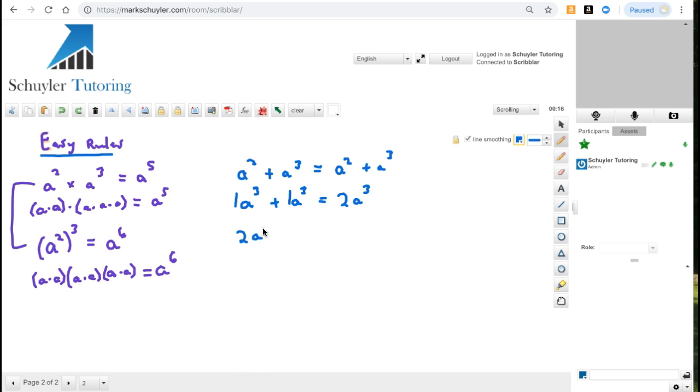Let me give you one more example. If you have 2A to the fourth and you want to add that to 3A to the fourth, can you do it? Of course you can, because they're both A to the fourth. So you add the coefficients in front and you have 5A to the fourth. But if anything had been different, if it had been an A over here and maybe a B there, then you wouldn't be able to do it. Or if it had been A and A, but one was to the third power and one was to the fourth, then you couldn't do it. So this is all part of understanding the easy rules.